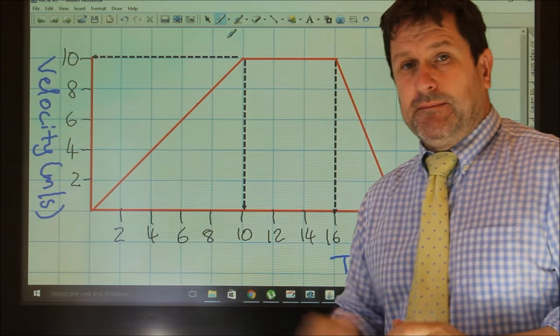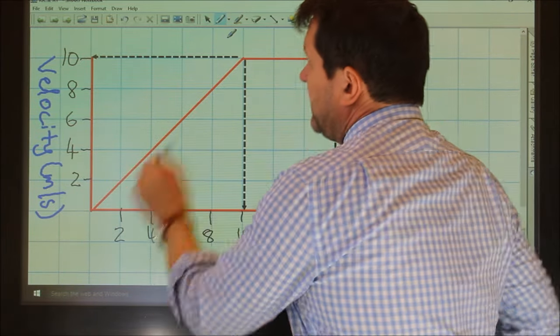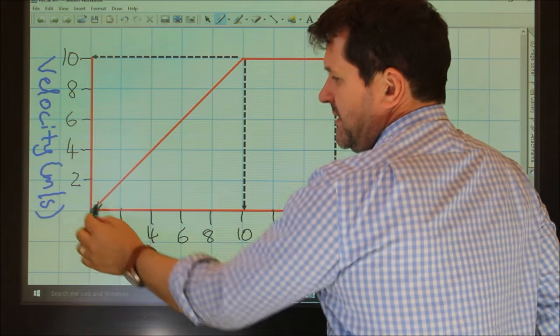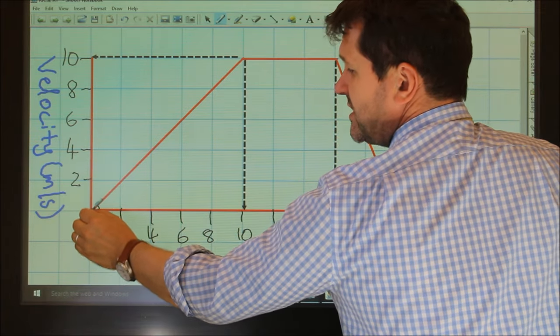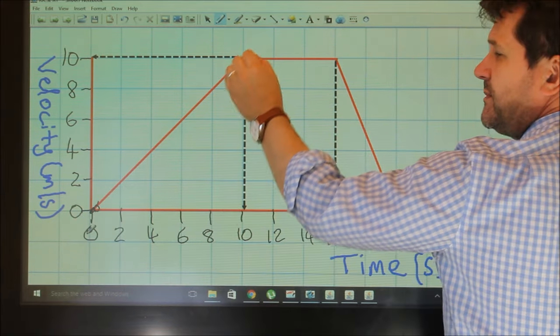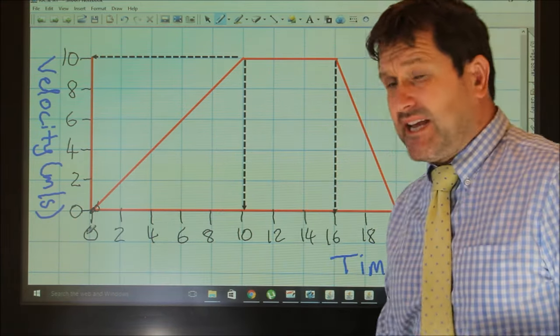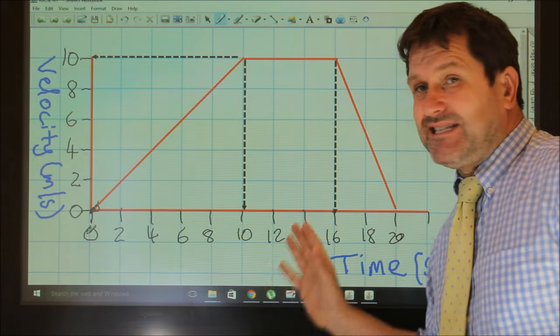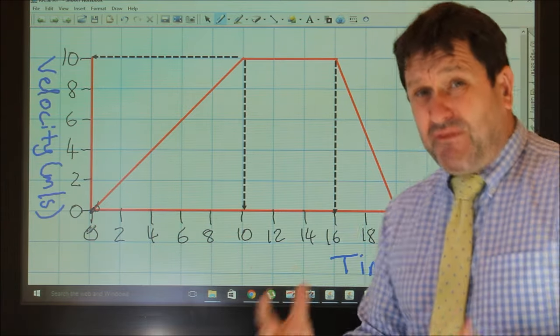Here we've got somebody who is starting here, and they are going from a velocity of zero, and they are speeding up to a velocity of 10 meters per second. And they are doing that in 10 seconds. So there are different things we can establish.